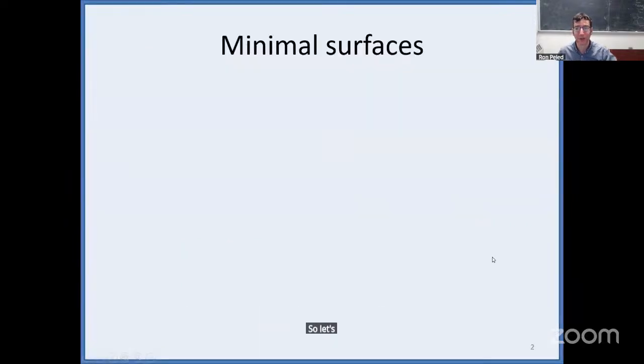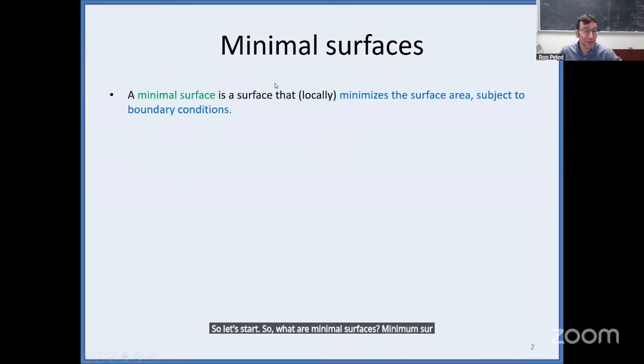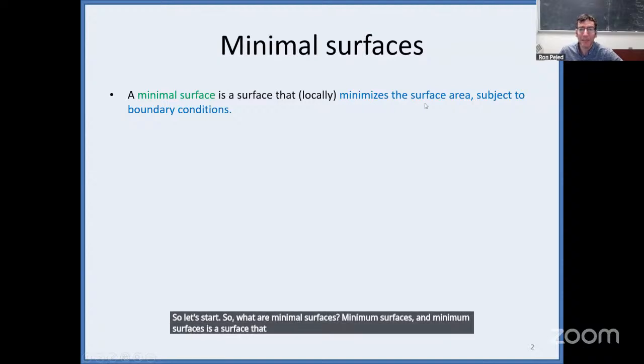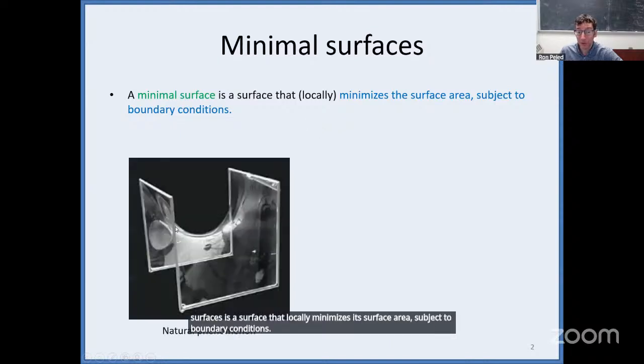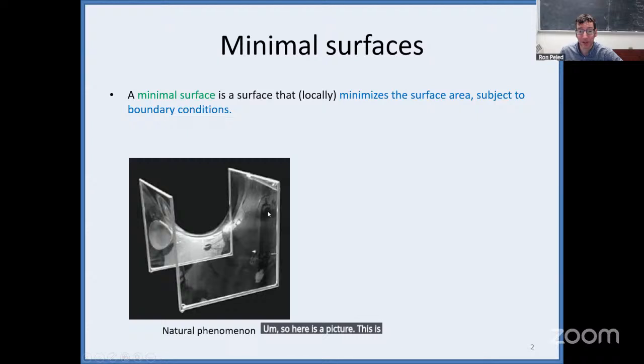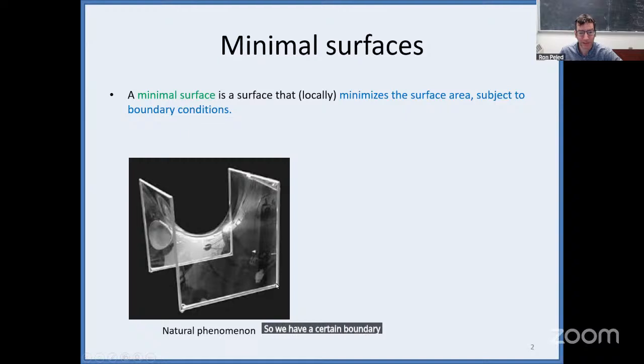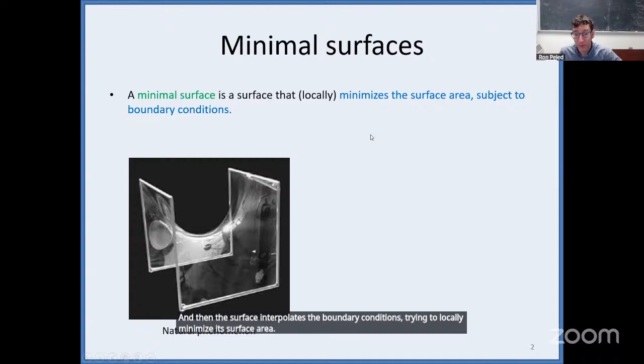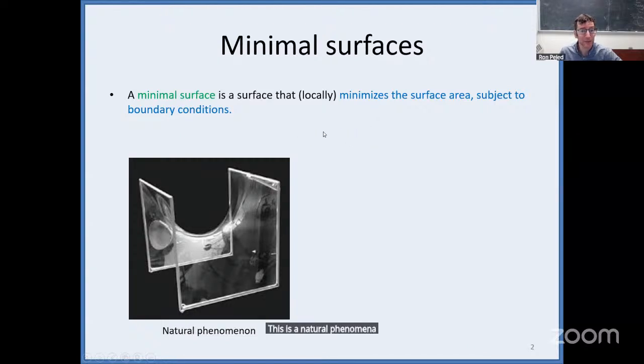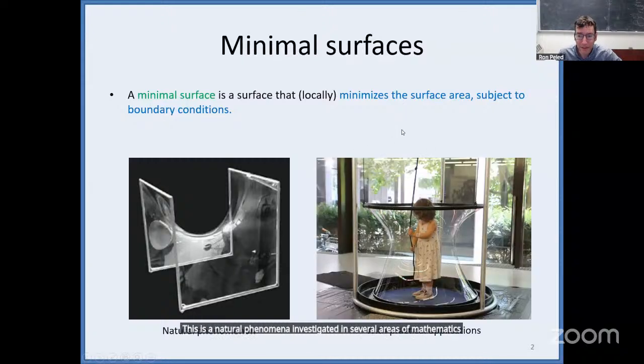So let's start. What are minimal surfaces? A minimal surface is a surface that locally minimizes its surface area subject to boundary conditions. Here is a picture. This is a natural phenomenon, as you can see, with soap bubbles. We have certain boundary conditions given by this metal wireframe, and then the surface interpolates the boundary conditions, trying to locally minimize its surface area. This natural phenomenon is investigated in several areas of mathematics, with practical applications, as you can see.